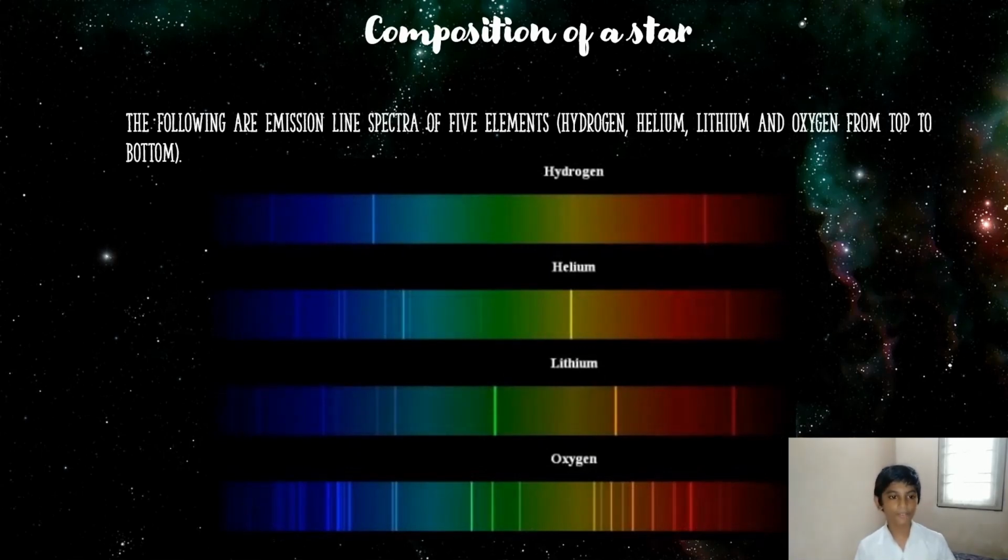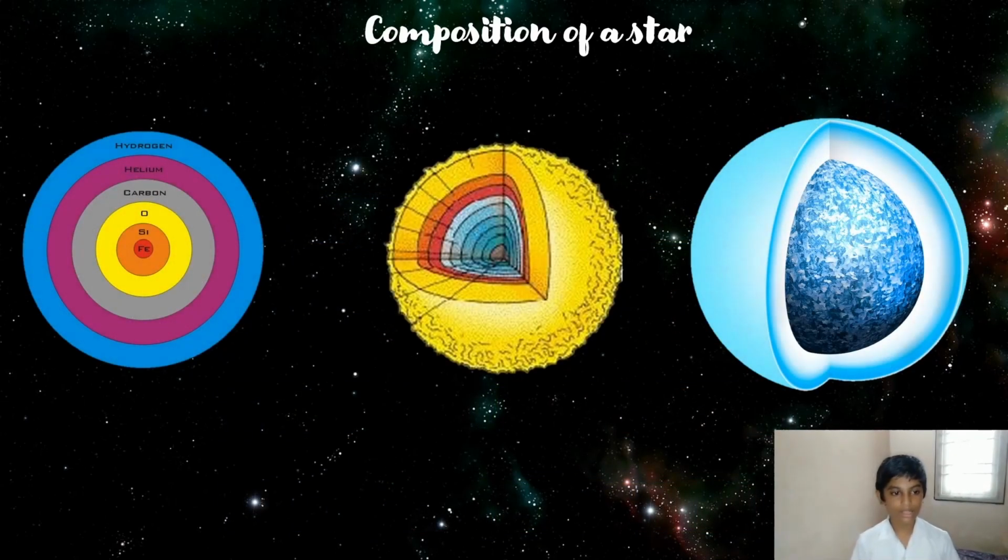The following are the emission line spectra of the four elements hydrogen, helium, lithium and oxygen, from top to bottom. The first image is described as an onion ring, showing the composition of a star. The second image shows the sun looking like a piece of cake that is cut. This also shows the composition of a star in a more detailed way. The third image shows the outer cover peeled, revealing the inner composition of the star.